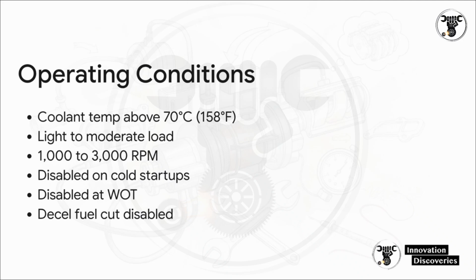The EGR solenoid is enabled only when the engine is fully warmed up, usually above 70 degrees Celsius or 158 Fahrenheit, and during light to moderate cruising loads, typically sitting between 1,000 and 3,000 RPM. Contrast that with when it's totally disabled: cold engine startups, wide open throttle where you literally need maximum oxygen, and during deceleration fuel cut. Knowing these exact parameters is super vital when you're looking at live data PIDs to confirm if the ECM is actually commanding the system on.